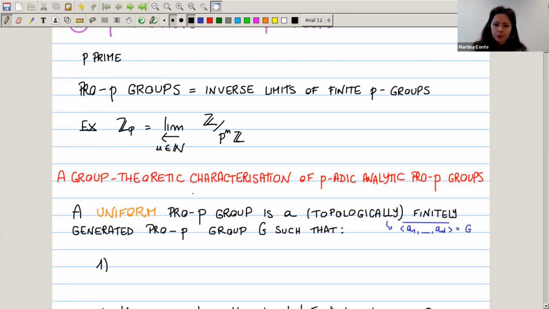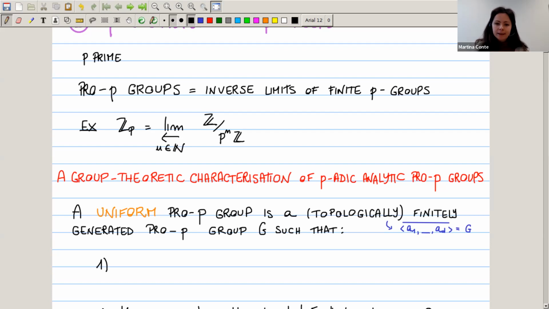First of all, a uniform Pro-P group is topologically finitely generated. So in my talk, when I say finitely generated, I will always mean topologically. Elements a1 up to ad topologically generate a Pro-P group G if the closure of the abstract group that they generate is the whole of G.